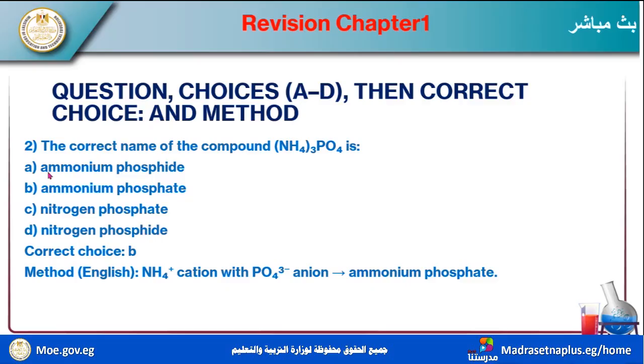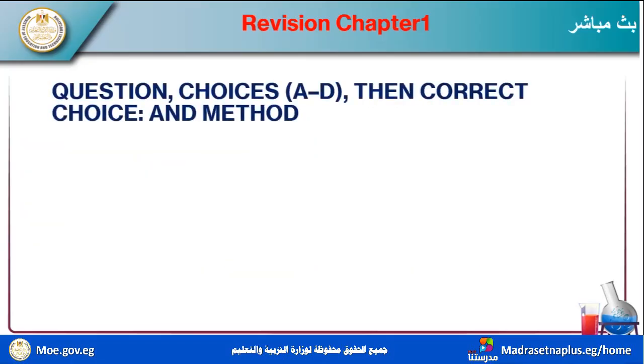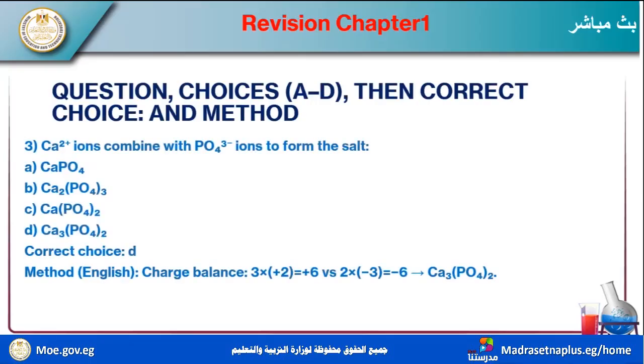So the correct answer is B, ammonium phosphate. It is ammonium and this phosphate. The 3 is the valency of PO4. NH4 is monovalent only. Now we can write ammonium phosphate as (NH4)3PO4. The correct answer is B. Okay, next, number 3: calcium plus 2 is a cation. Ca2+ ions, I mean cations, combine with PO4 3- ions to form the salt.